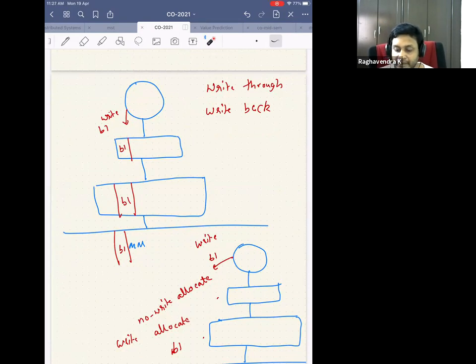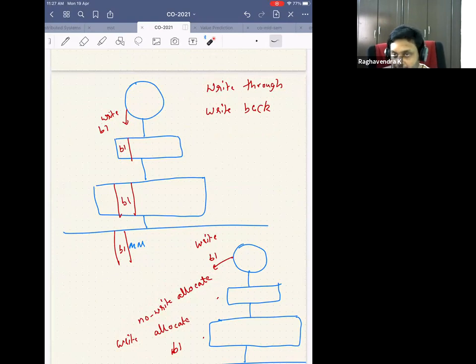So you can implement a write through cache with write allocate or no write allocate. You can implement a write back cache with write allocate or no write allocate. But generally, you implement write through cache. Can you tell me, if you pick write through cache, will you pick write allocate or no write allocate?